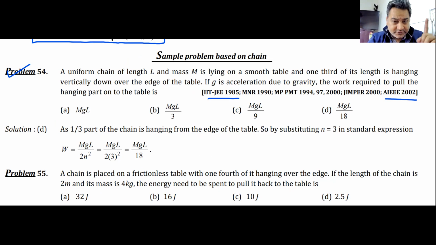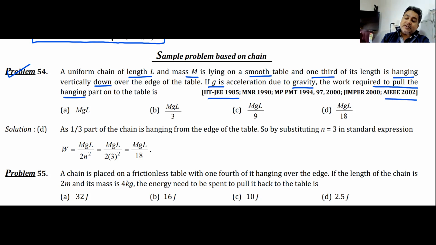Read the question once, mark down important points, solve the question. A uniform chain, length is L, mass is M, is lying on a smooth table. 1/3 of the length is hanging vertically down the edge of the table. So n is equal to 3. If g is the acceleration due to gravity, what is the work required to pull the hanging part on the table? So as you can see, 1/3 of the chain is hanging. What is the work done in lifting up this chain onto the table? I'll give you a minute to solve this question. Straightforward question, does not require rocket science. 1 minute.